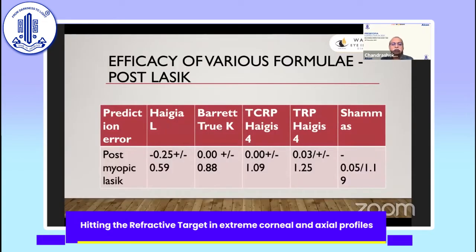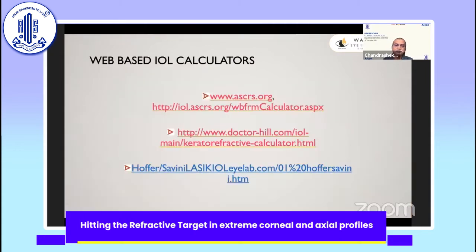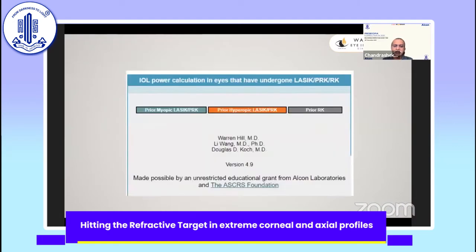Now, let us look at the efficacy of the various formulae post-LASIK. We can see that almost all of them are in a tight range, but even then, Barrett True-K appears to be better. So the best practice is to calculate IOL power by multiple methods, take the average, but bias towards Barrett True-K and aim for undercorrection. These are the websites where all the calculators are available.